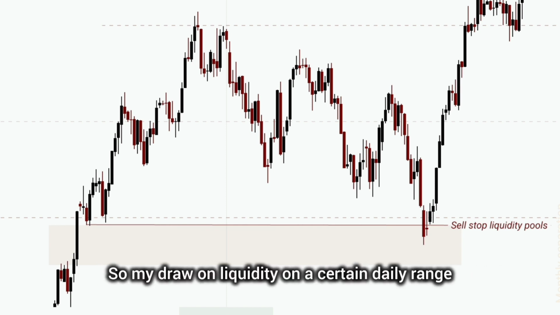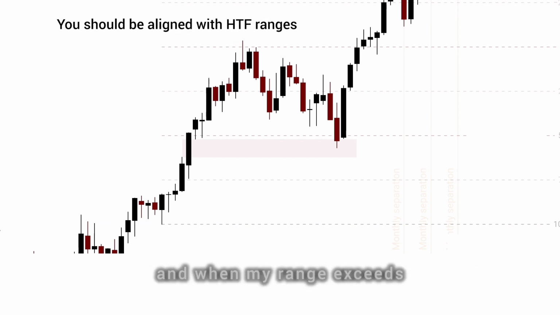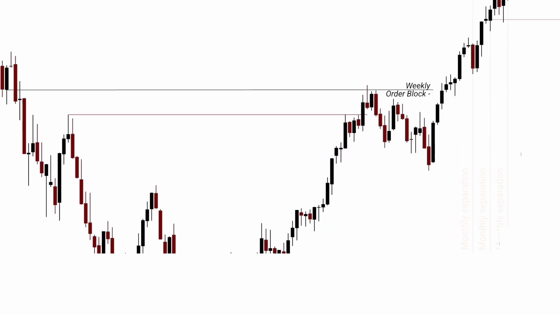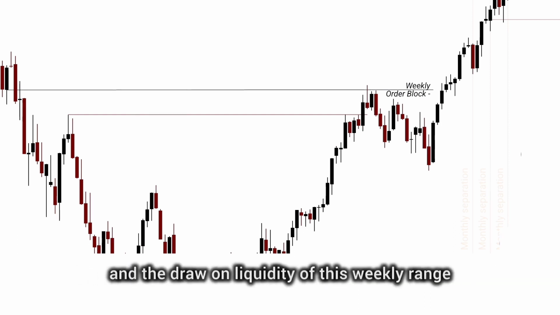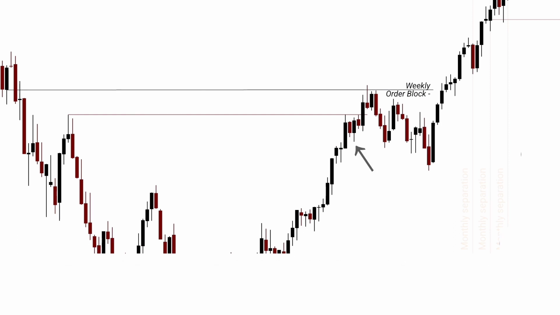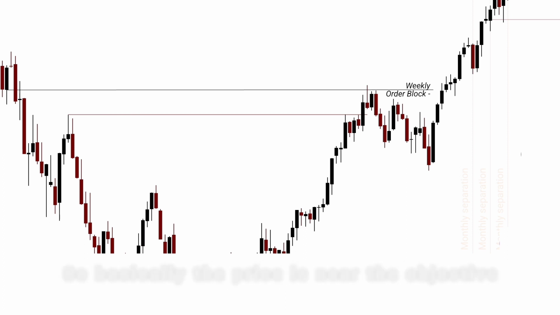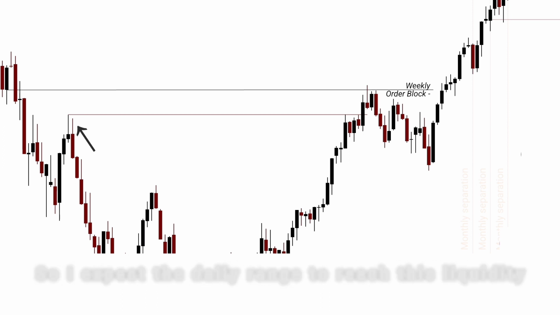So my draw on liquidity on a certain daily range depends on the higher time frame ranges and when my range exceeds. Depending on where the range can possibly reach, I choose my objective for the range, and that's my draw on liquidity. So for example, for this bullish daily range, I go to the weekly chart, and the draw on liquidity of this weekly range is this buy side liquidity pool. So basically the price is near the objective of the weekly range. So I expect the daily range to reach this liquidity. So that's my daily range objective.